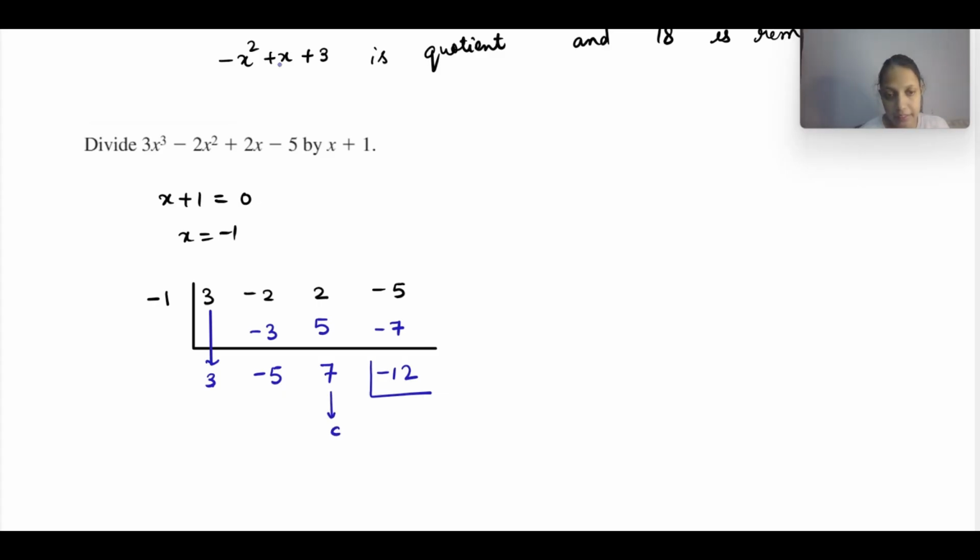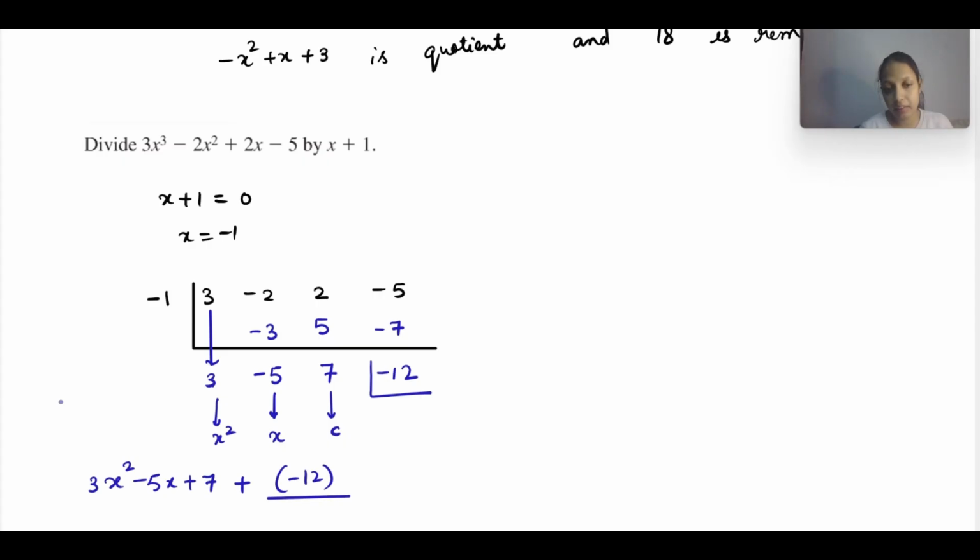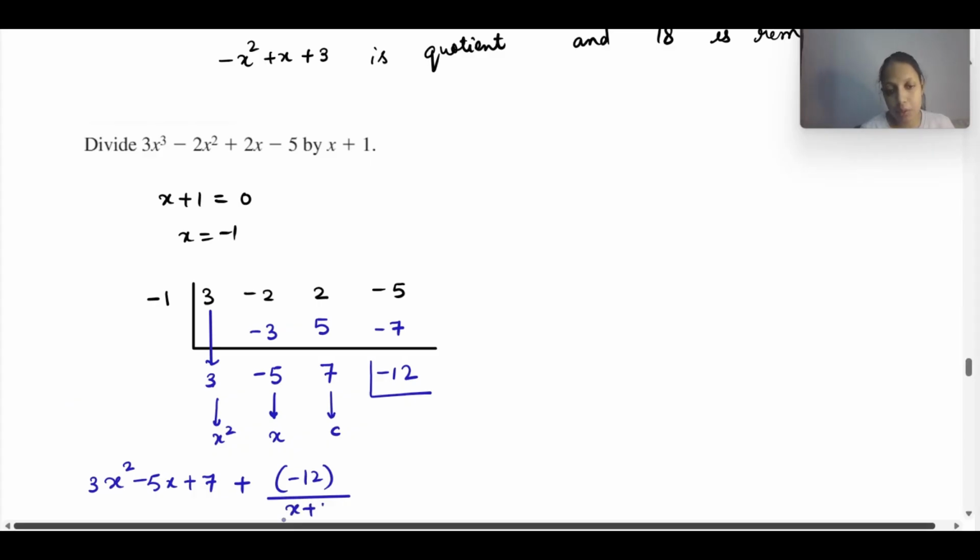The others are the constant term, the term with x and the term with x square. So your quotient term in the mixed fraction is 3x square minus 5x plus 7. And now the remainder, minus 12, is the remainder, and the polynomial by which you divide is x plus 1.